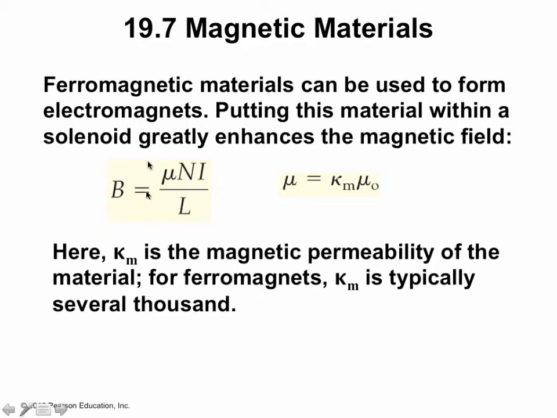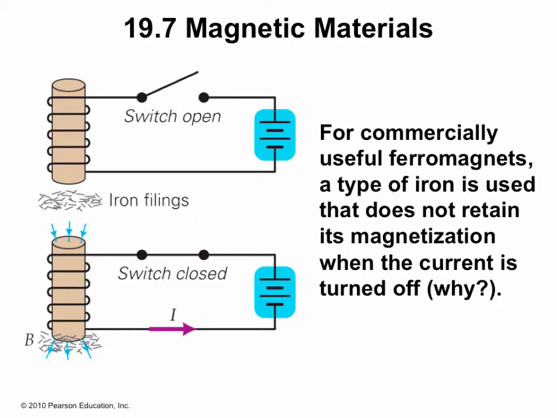If we want to calculate that, the magnetic field can be calculated by mu times the number of loops times the current times the length, where kappa sub m is the magnetic permeability of the material for ferromagnets. Kappa sub m is typically several thousand, so mu is equal to kappa sub m times the permeability of free space.